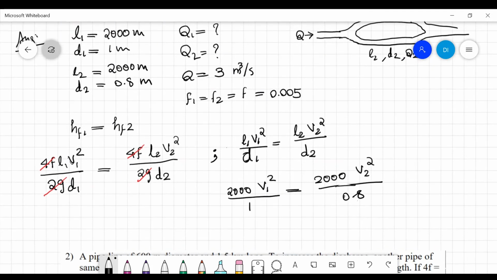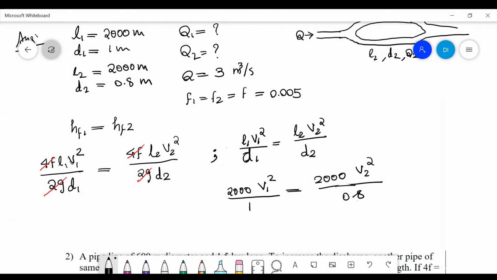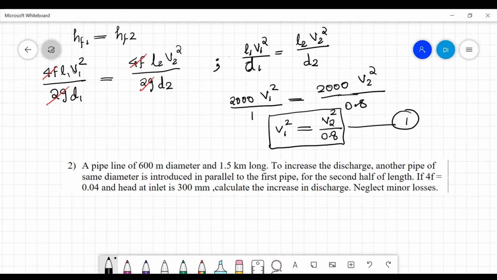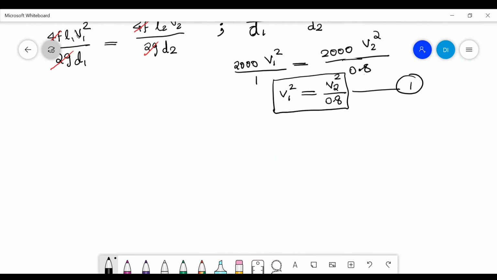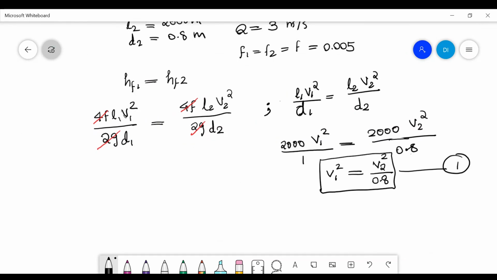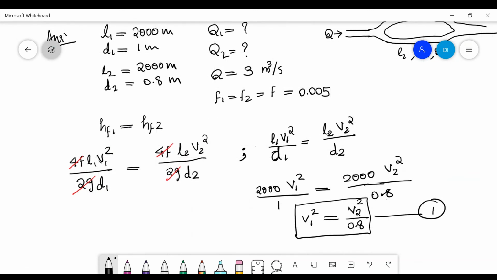So we have V1 and V2. We are going to make a relationship between V1 and V2. So we are relating V1 and V2 by: V1 square is equal to, 2000 got cancelled, V1 square is equal to V2 square divided by 0.8. So we got a relation V1 square is equal to V2 square by 0.8. I am keeping it aside.